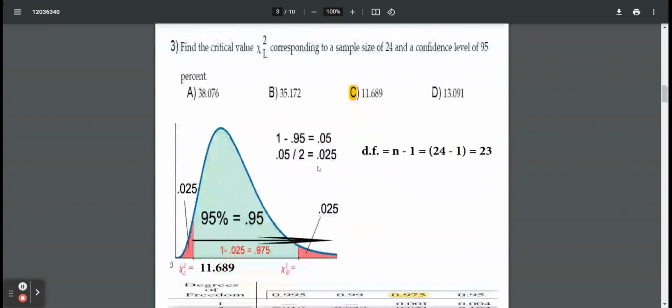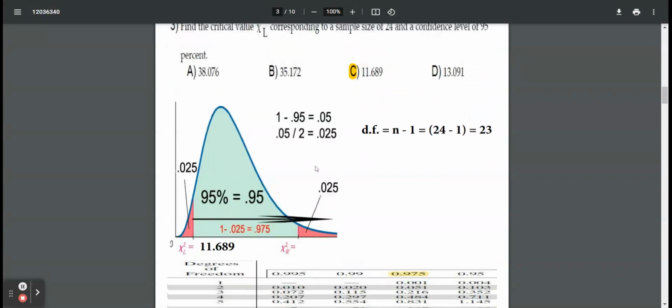Number 3, we switch up. Now we're looking for chi-squared left. We have a 95% confidence level. So the area in blue here, my main area, is 95%. If I take one whole, the area under the whole curve, and subtract 0.95, I'm left with 0.05. That's shared equally between this lower area in red and the upper area. So half of 0.05 is 0.025. That's the area here to the right and this area to the left.